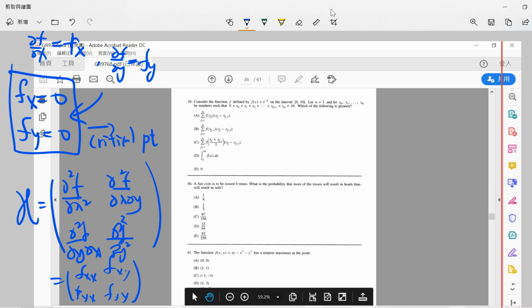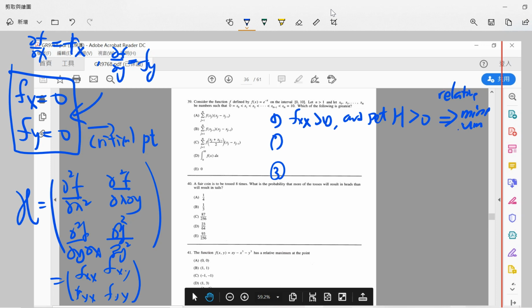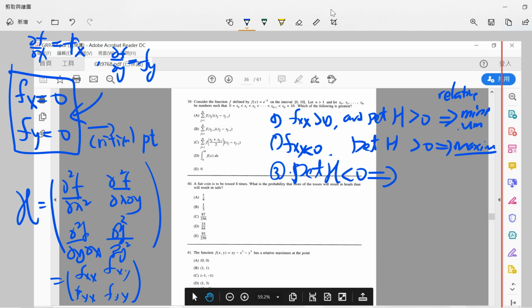So we have three possibilities. If fxx is larger than 0 and the determinant of H is larger than 0, then this is a relative minimum. If fxx is smaller than 0 and the determinant of H is larger than 0, this is a maximum. And the third is that if the determinant of H is less than 0, this is a saddle point.